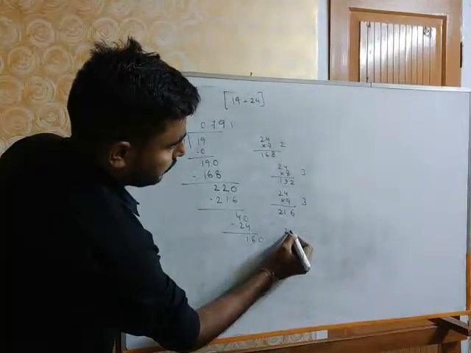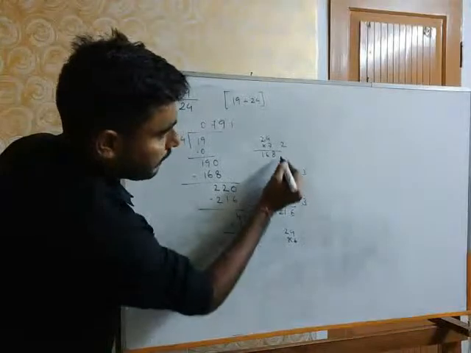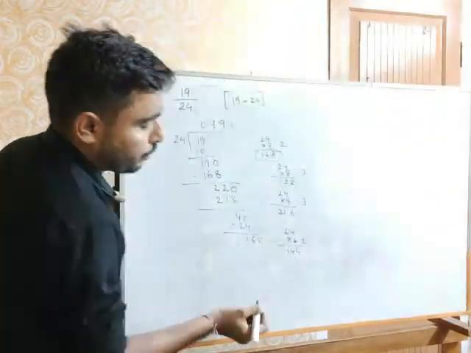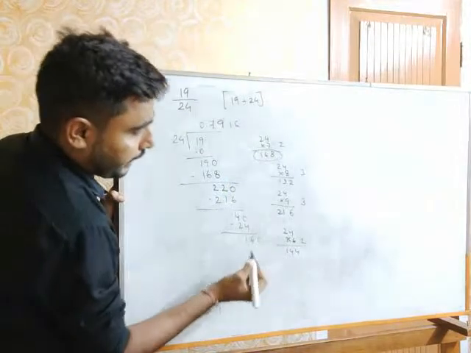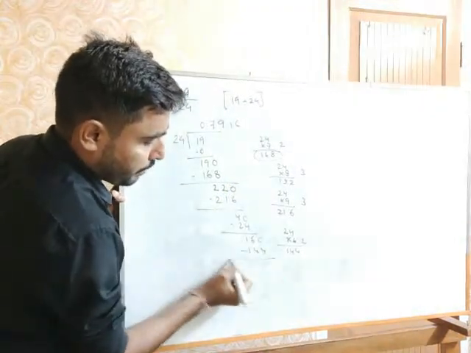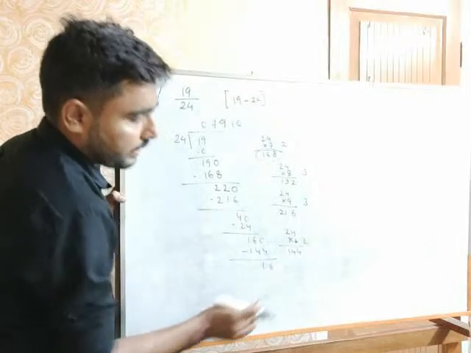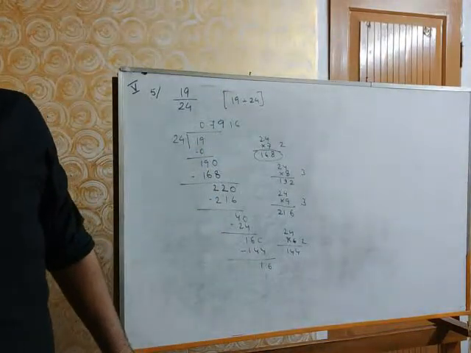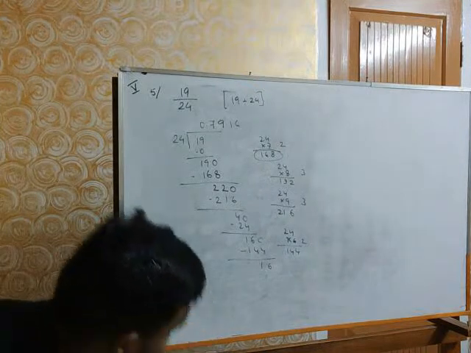Now let us check 6 times, because 7 times will be greater than 160. 24 carry 2, 16 and 12 and 2, 14. So it will be 6 times, 144. After subtraction, 6 and 1, 16. So now after decimal I have 4 places. So now the work is done.